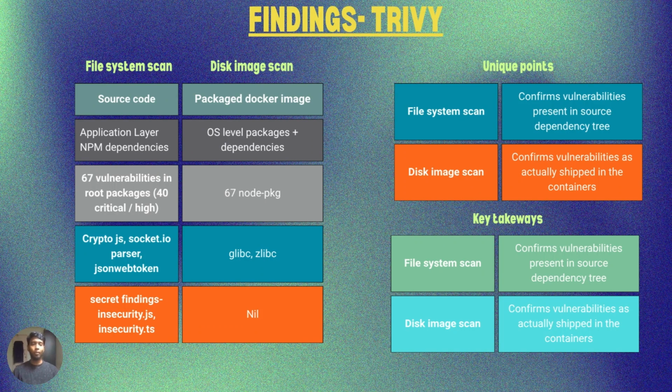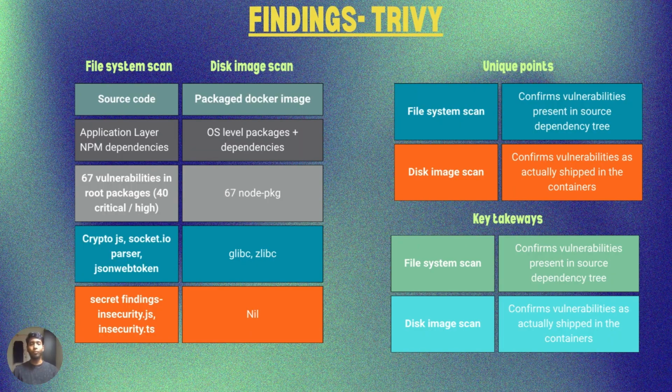So the operating system level finding is that in file system scan, there is no OS level scan, but in image scan, they actually found 12 vulnerabilities in different libraries. The severity range in file system scan starts from low and ends in critical. The same goes for the image scan.